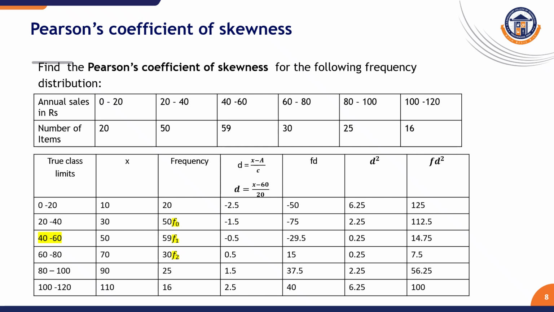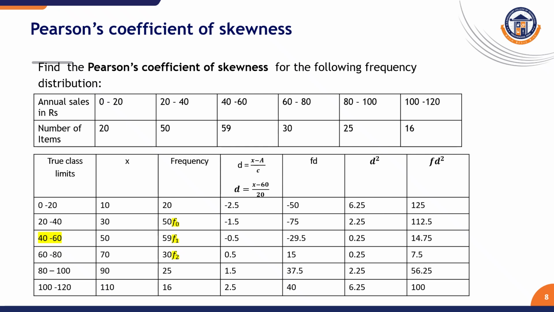Then we can calculate d. The d gives (x minus A) by C, where x is the mid value of the interval. A is the assumed mean we have to calculate. Here A is 60, since the number of intervals is 1, 2, 3, 4, 5, 6, so we can take the A value from among these mid values. Then C is the length of the interval, that is 20.